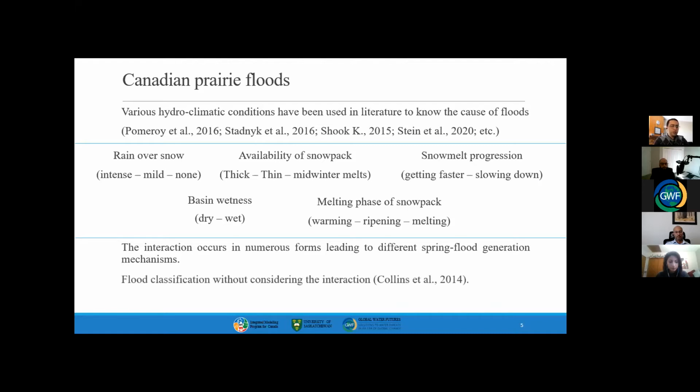In literature, some studies attempted to classify floods without considering the interaction between the hydroclimatic conditions. For example, when the conditions during just a few days prior to a flood are only considered, then the rain over snow might be thought of as the main cause of spring floods without considering the possible contribution of snowmelt. That could be affecting the soil moisture conditions and controlling the impact of the rain over snow.